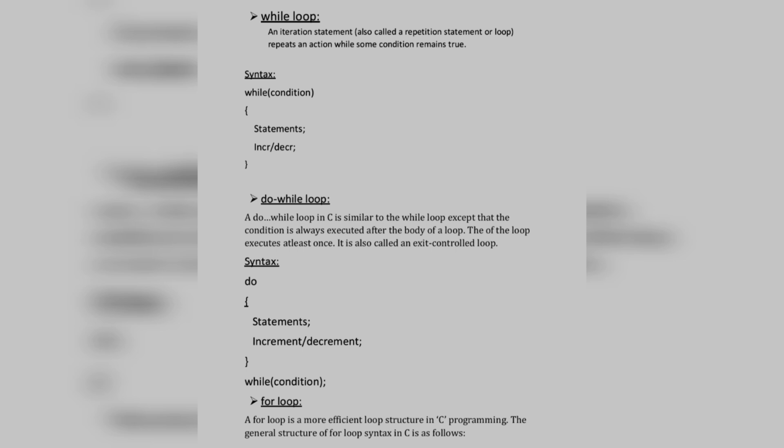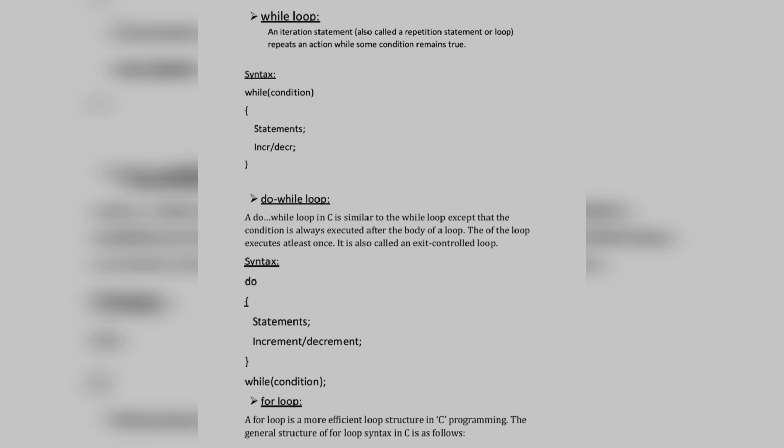The syntax for it is do, and then we'll open the parenthesis and write the statements, and then we'll write the increment or decrement, and then close the parenthesis, and then we'll write while, and in the brackets we'll write the condition. Now next, for loop.